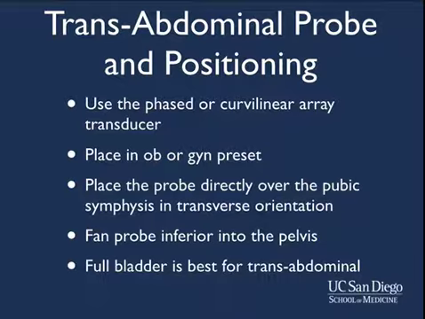For transabdominal probe and positioning, we first start with the phased or curvilinear array transducer. We place the probe in the OB or GYN preset, and we put the probe directly over the pubic symphysis in transverse orientation with a marker dot to the patient's right. Next, we fan the probe inferior into the pelvis. For best visualization of the uterus, a full bladder can be used as an acoustic window.